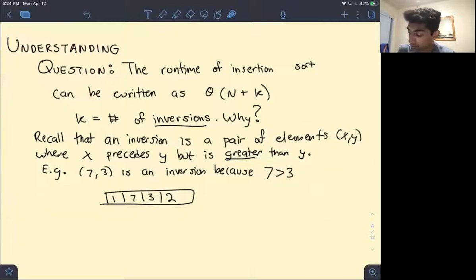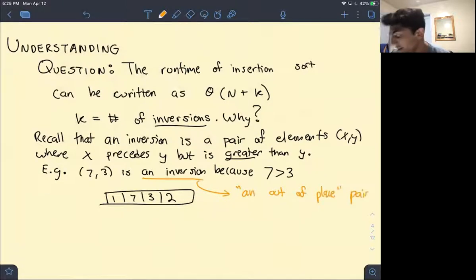So for example, if we're looking at this array right here, notice that 7 comes before 3 in the array, but 7 is greater than 3, so this is an inversion, okay? On the other hand, if we looked at the pair 1, 7, this is not an inversion because 1 is ordered correctly relative to 7, right? So I like to think about inversions as an out of place pair.